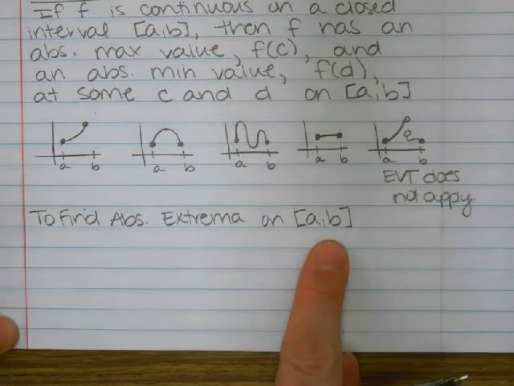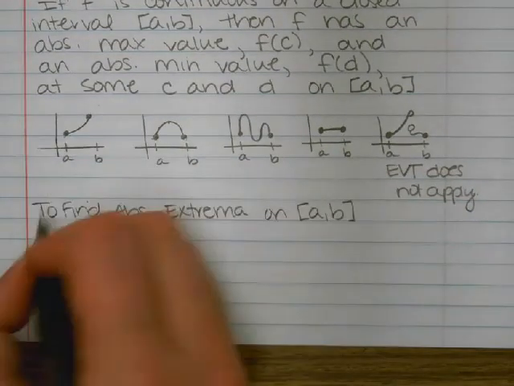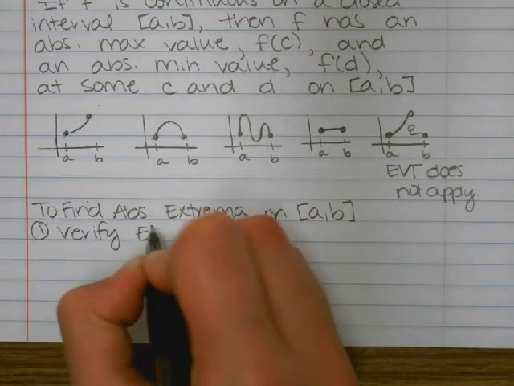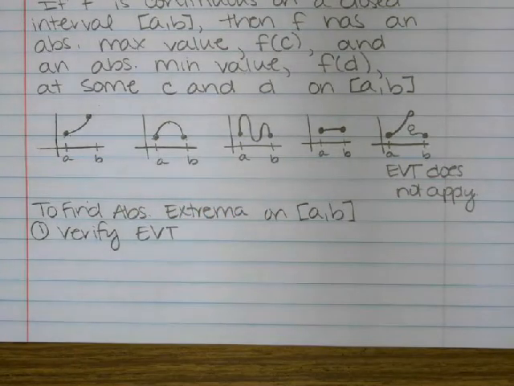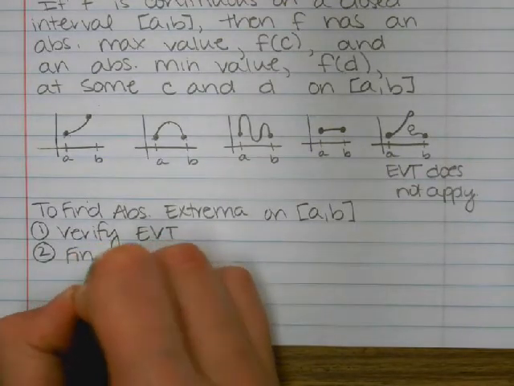So here's a closed interval. To find absolute extrema on a closed interval, first you need to verify that the extreme value theorem would work. And so that means you need to check and see if your graph is continuous on that interval. Second, you need to find all critical points.